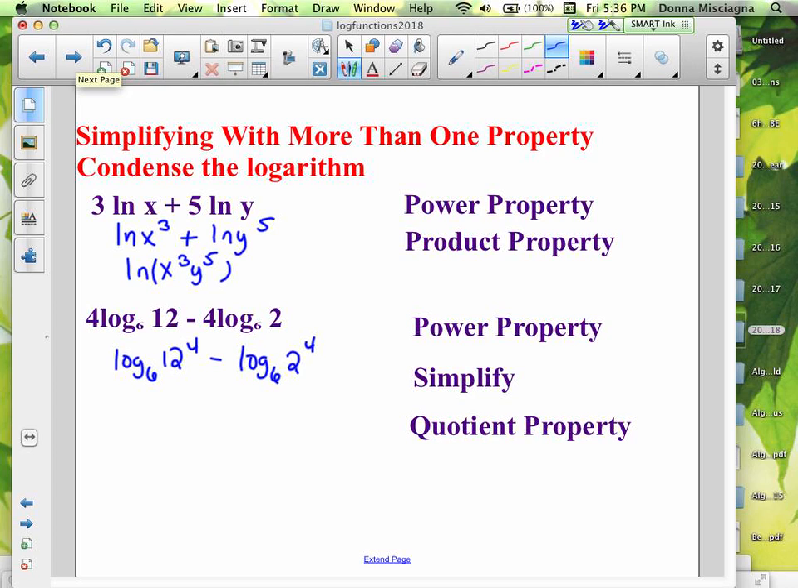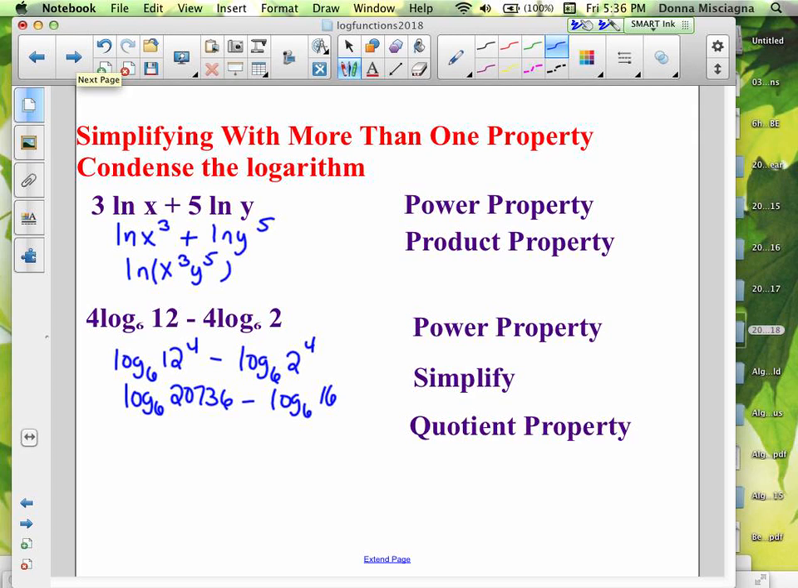Oops. As I'm tripping over the cord here. But I do need a calculator for 12 to the 4th power. So 12 to the 4th is going to give us 20,736. All right, so this is log base 6 of 20,736 minus log base 6 of 16.